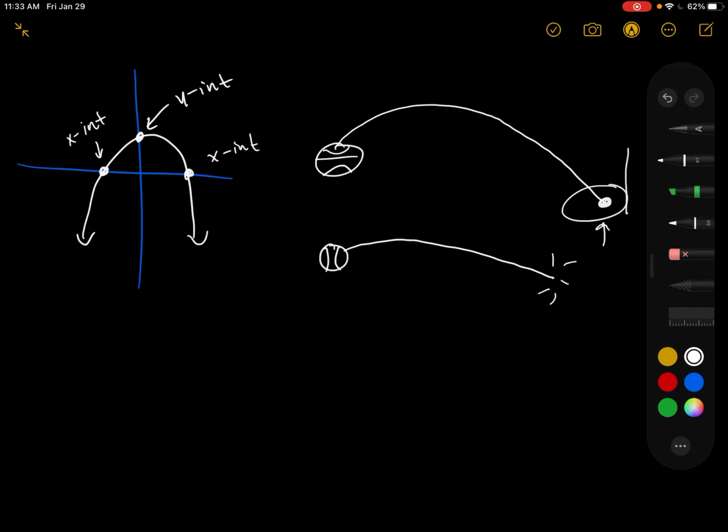So that's kind of the idea here, is that we're able to solve for a point in this quadratic motion. So a couple of things and a couple of rules that allow us to do this. Something called the zero product property.